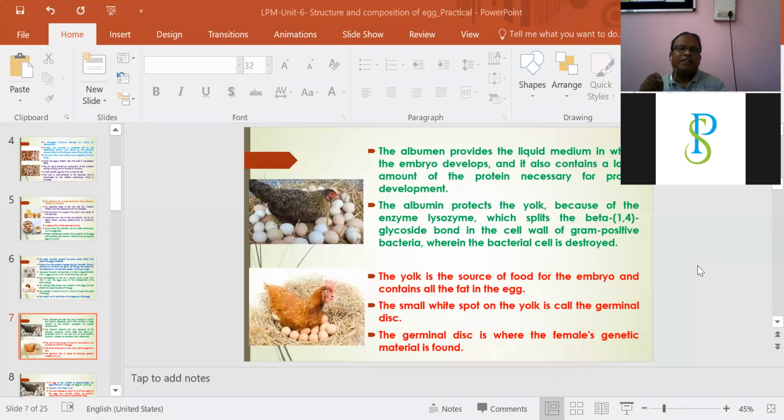A small white spot on the yolk is called the germinal disc, and the germinal disc is where the female genetic material is found.